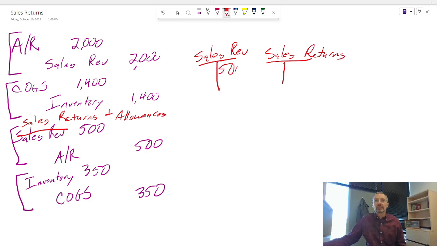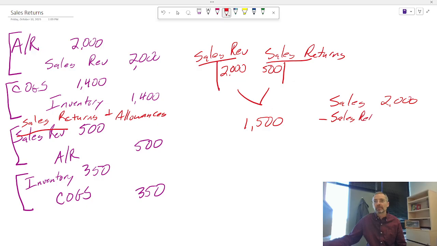Sales revenue is going to have the full $2,000 in here. The sales returns is going to have $500. Combined, they still end up at $1,500. But having the two different accounts enables us to put on our income statement sales, 2,000, minus sales returns, to have net sales of $1,500.